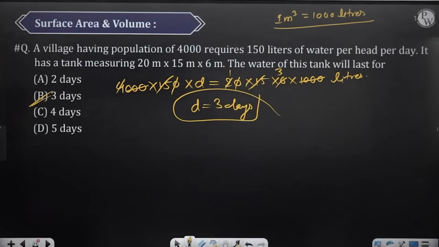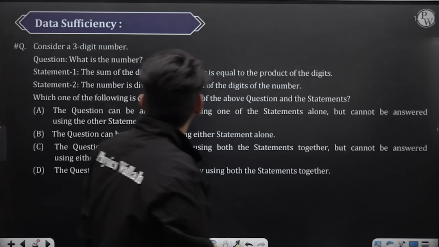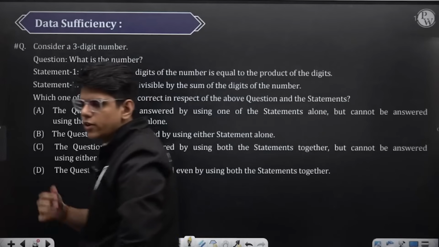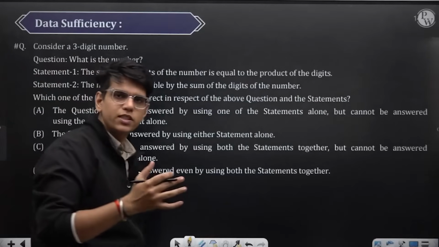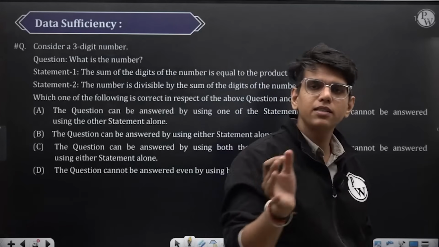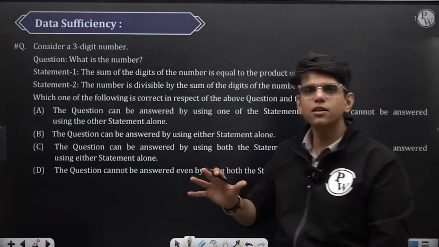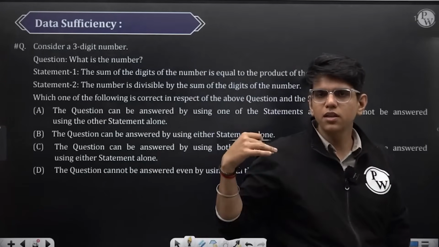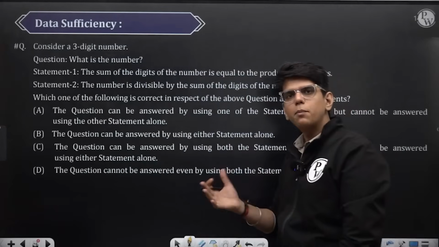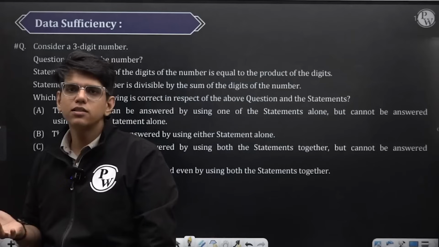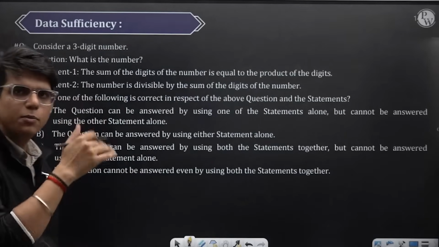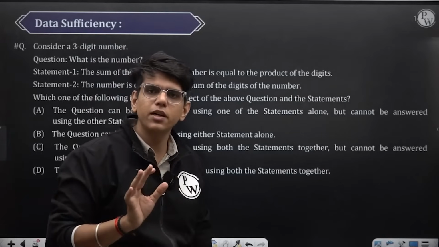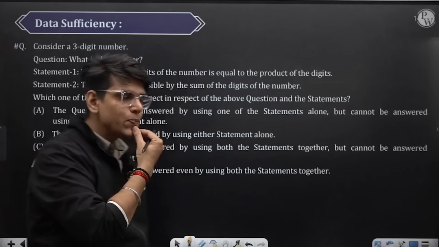Let's see the next. Now there are some data sufficiency questions. In data sufficiency questions, the method is to check each statement separately, statement 1 separately, statement 2 separately. If you get a unique answer from those statements individually, you can answer the option. Otherwise, in the next step, combine both statements to check if you can answer the question or not, right? This is the standard procedure in data sufficiency, and it is important because last year also there were around 8 to 9 good questions from data sufficiency, right? So let's see this question.